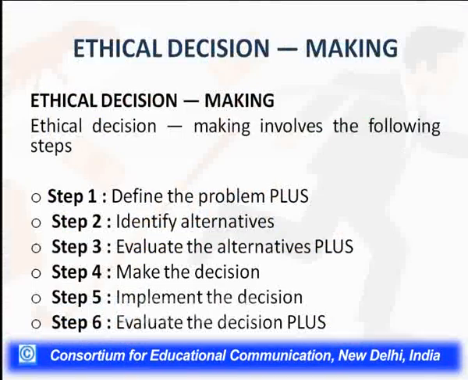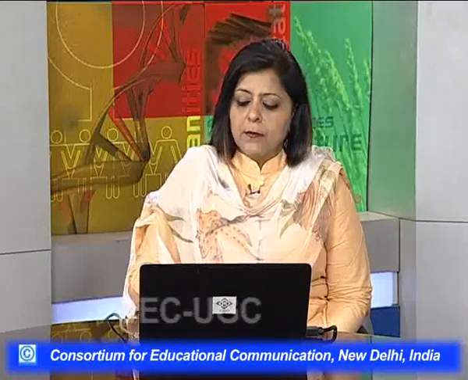Now coming on to ethical decision making. What is this and how is it different from the decision making process? Ethical decision making involves the following steps: you have to define the problem, identify the alternatives, evaluate the alternatives, make a decision, implement the decision, and evaluate the decisions. So these are the 6 steps which are involved in the ethical decision making process.